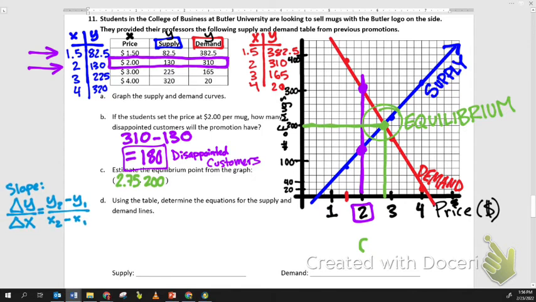So I need to pick 2 points for my supply first. So I'm going to look back up at my supply table, my x and y table. And I'm just going to pick 2 points. I'm going to pick those ones at $2 and $3. But it doesn't matter which ones you pick. So this is going to be my x1, and 130 will be my y1. And then 3 will be my x2, and 225 will be my y2.